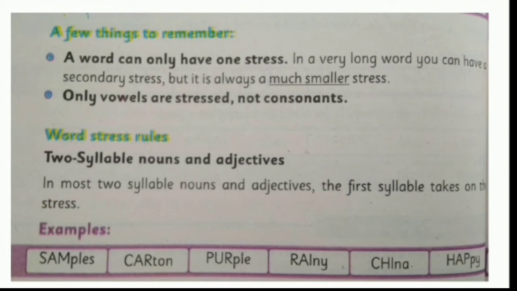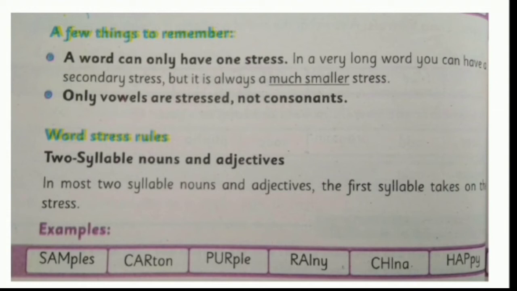Now cartoon. Again we have a noun, and we are putting stress on the first one. Another one, purple, is a color, and we are considering it as a noun. Again the stress has been placed on the first syllable, not the second. Rainy is again used as an adjective.